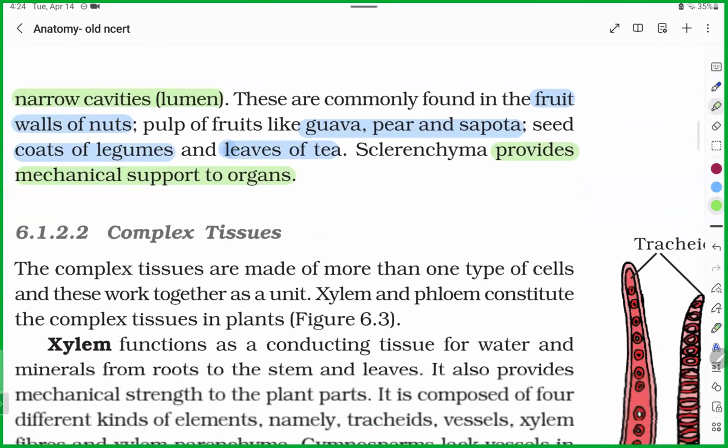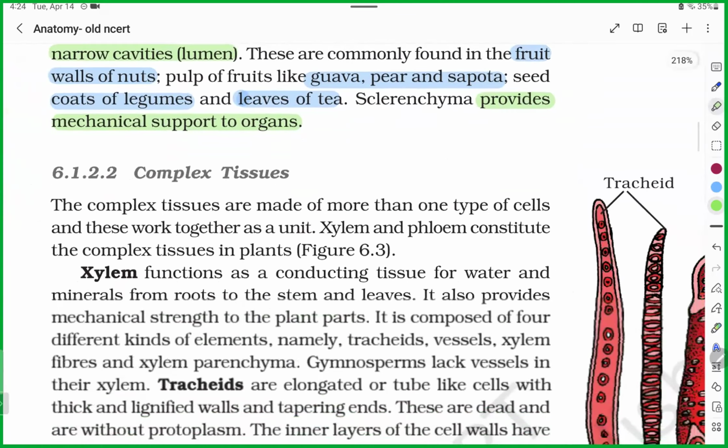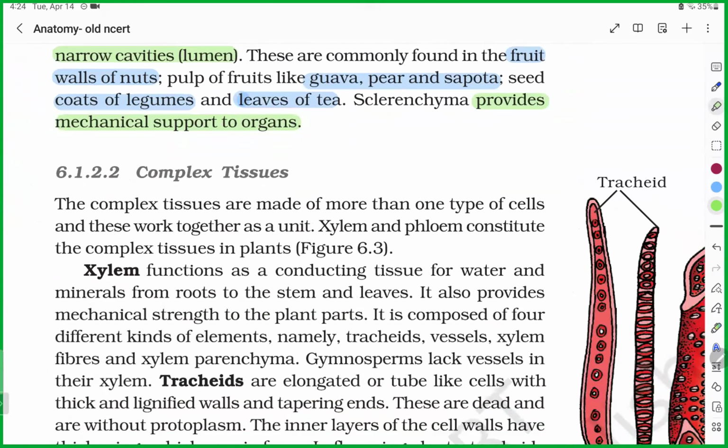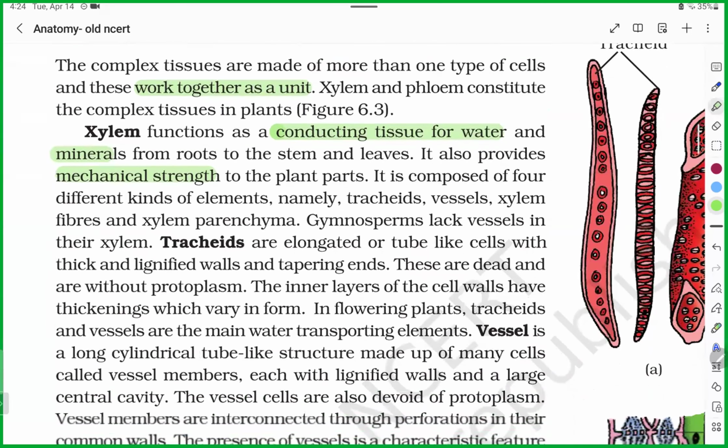Okay, cells done. Complex tissue made up of more than one type of cell and they work as a unit. Complex tissue have two parts: xylem for water transportation, phloem for food. Xylem, because it transports water, it also transports mineral from root to stem, then leaves. It also provides mechanical support because there are dead cells. Correct? There are dead cells.